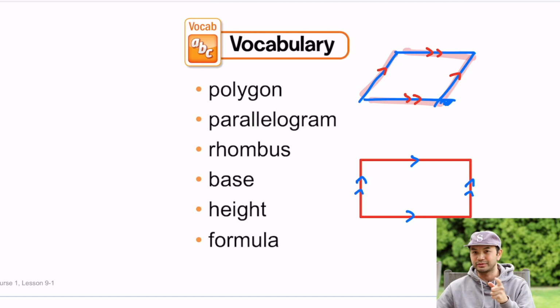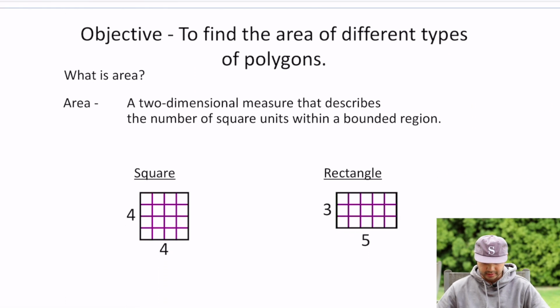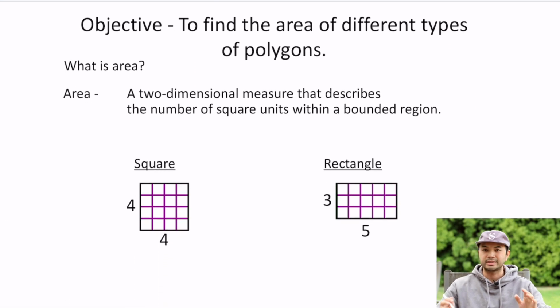And then we're going to get to surface area pretty soon. And that's exactly what that is. Moving on, to find the area of different types of polygons, we're going to start off this chapter with just parallelograms, and that includes squares and rectangles.